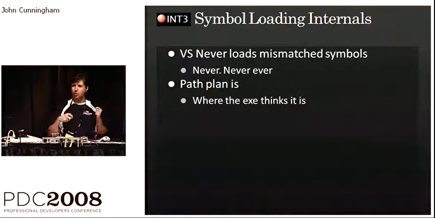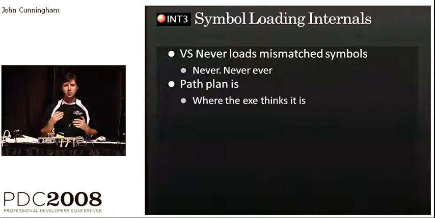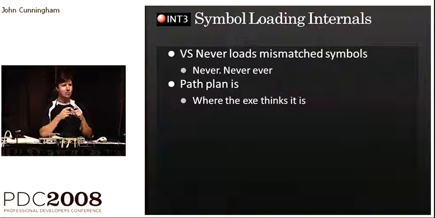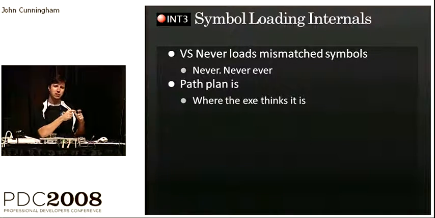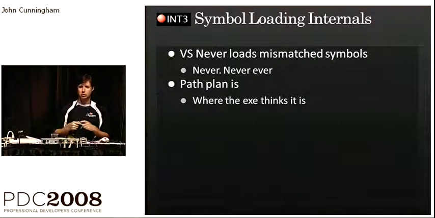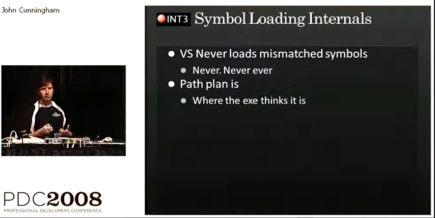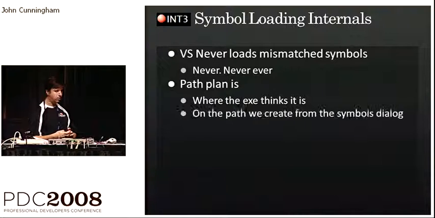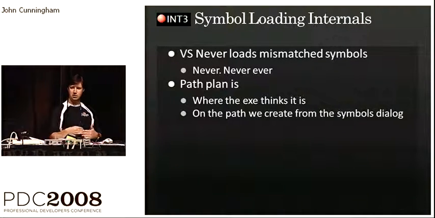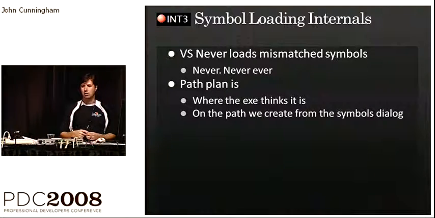I also want to talk about how we try and find those symbols. The first thing that we always do is look at the EXE or the DLL, the module, which has the path where that PDB was written built directly into it by the linker. So that's always the first place that we look. Sometimes you don't even have that drive available if it was built on a build server. The next path that we look at is the path that we create from the symbols dialog that I just showed you on the screen there.